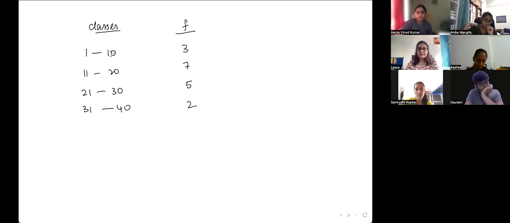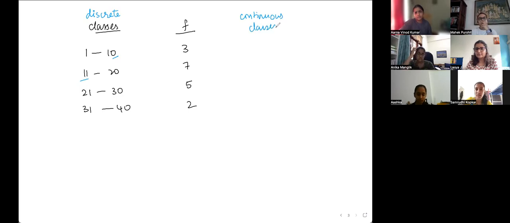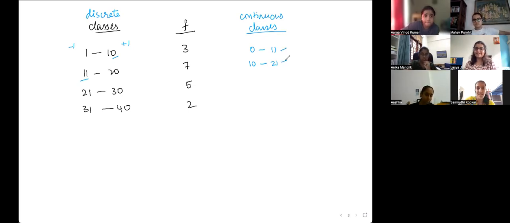So yahan pe this is continuous or discrete? Discrete. Everyone? Continuous hai ki discrete? Discrete, right? Yes. Yahan pe 10 tak hai, phir yahan pe 11 ho gaya. How do we convert that to continuous? Ma'am, we subtract 1 in the lower limit and add 1 in the upper limit. Okay. You said subtract 1 in the lower limit, add 1 in the upper limit. Toh ye ho jaayega 0 to 11. If I do the same thing, this is becoming 10 to 21. So if I have an observation that's like 11, isme daalu ki isme daalu?